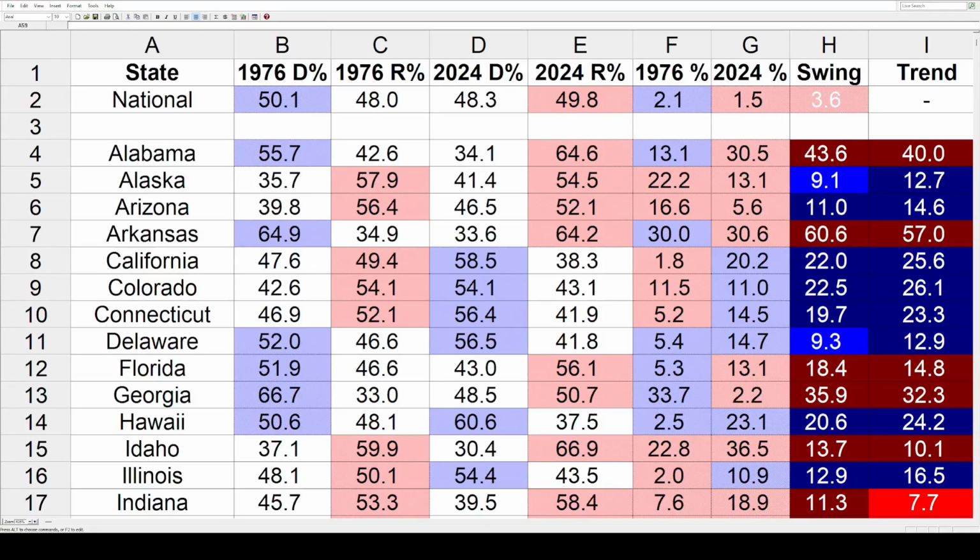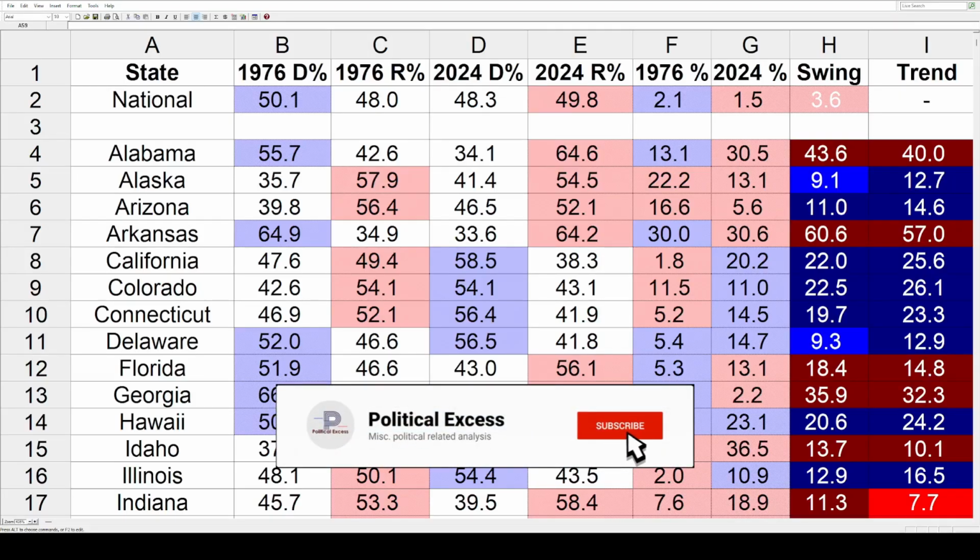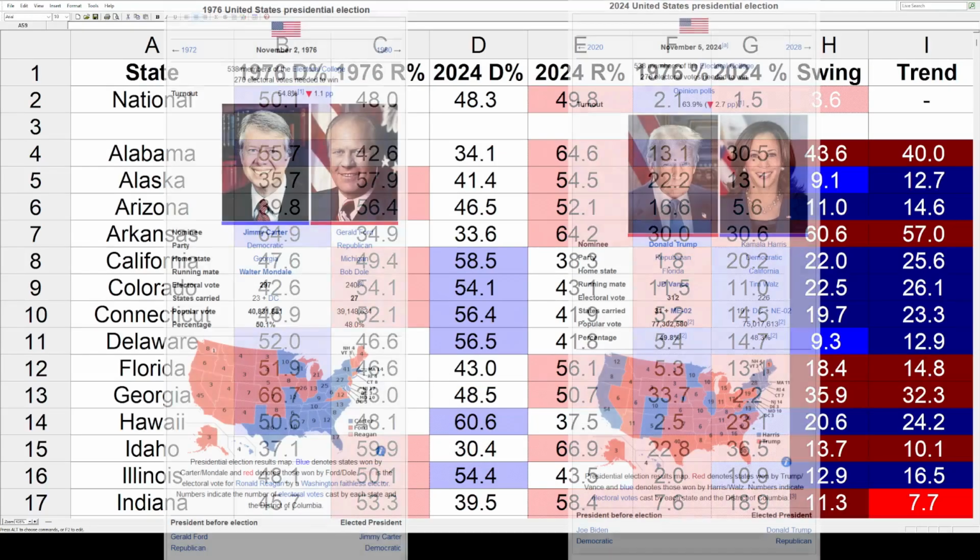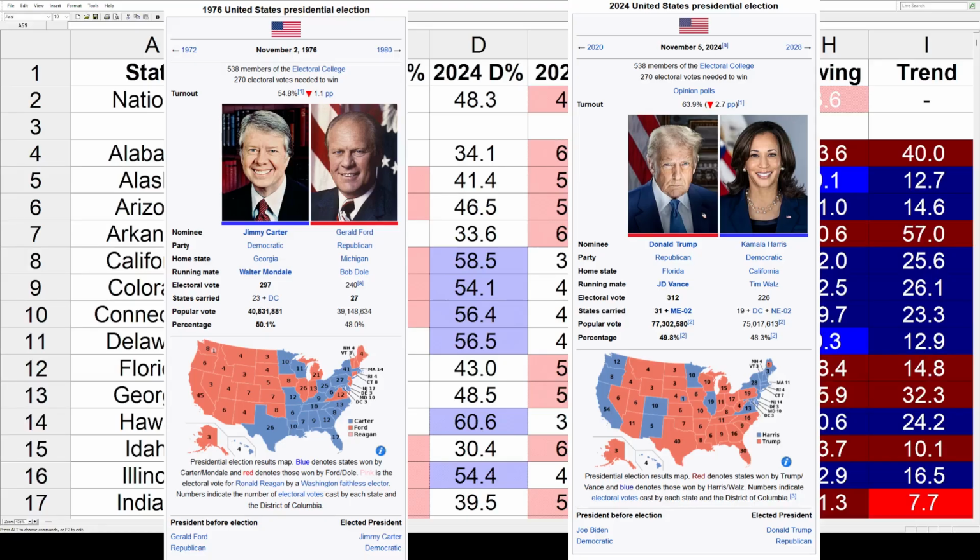How did each state trend at a presidential level between 1976 and 2024? That's what we're going to find out today. Last week, we took a look at the swings in each state. Today, we're going to compare those swings to the national swing, and that's going to give us the trends. We'll explain it in just a minute, and if you want to skip ahead to the map, there'll be a chapter down below in the description.